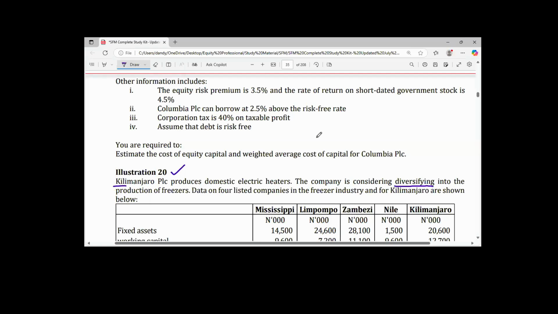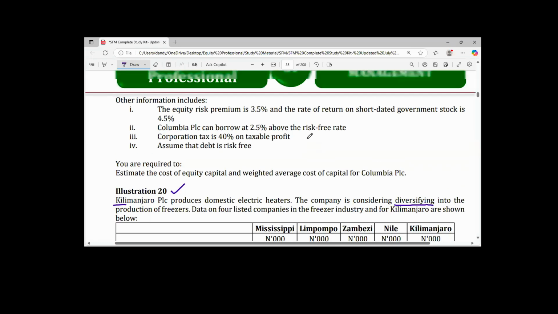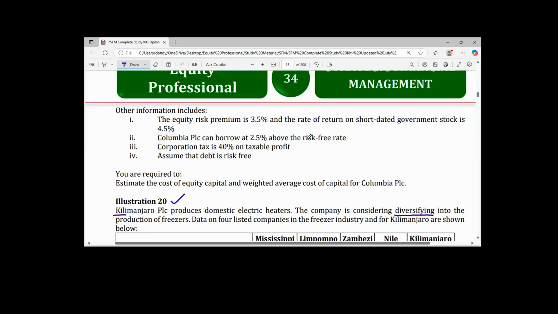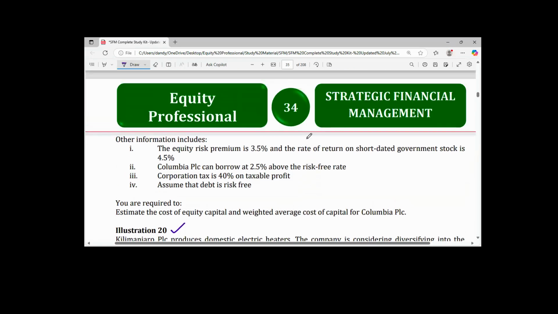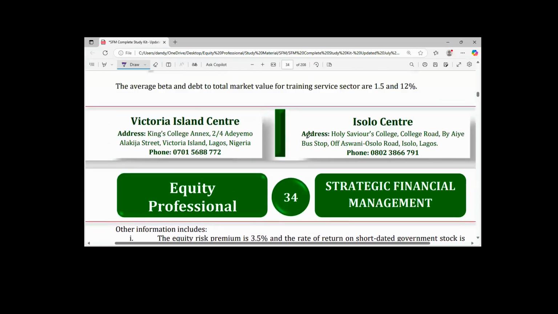Thank you, Awele. Yes, that is the question. The examiner wants you to compute the cost of equity capital and then the weighted average cost of capital for Columbia PLC. So that is it. Now, how would you know this question relates to WACOCA?